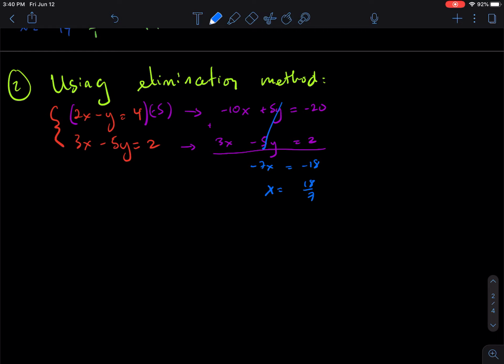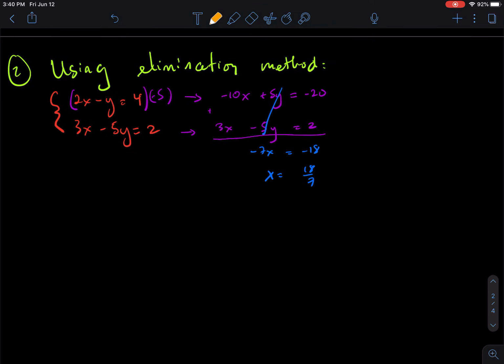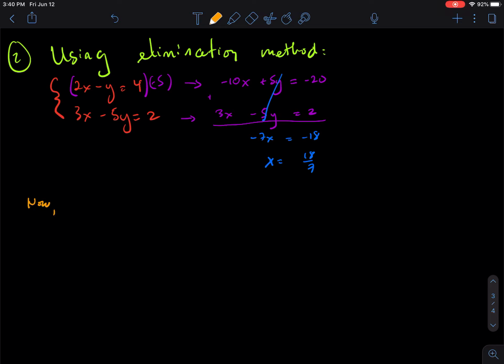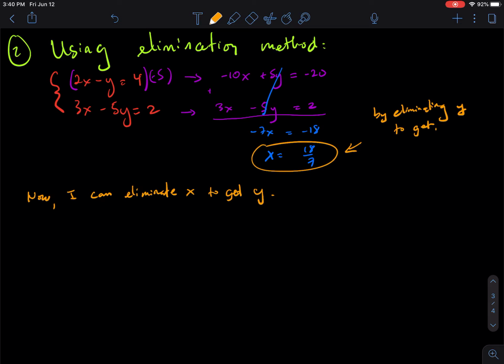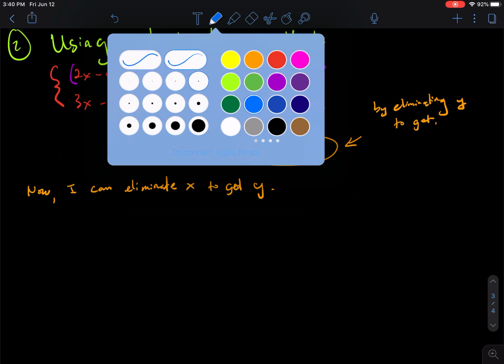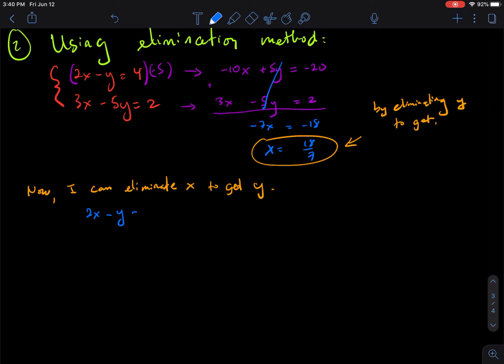So we go back to the two equations. What we can do is eliminate x to get y. So this x, we got by eliminating y to get x. Now I want to eliminate x to get y. Okay, so 2x minus y equal to 4, and 3x minus 5y equal to 2. So how am I going to eliminate x to get y?